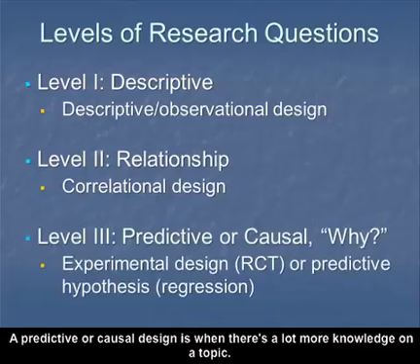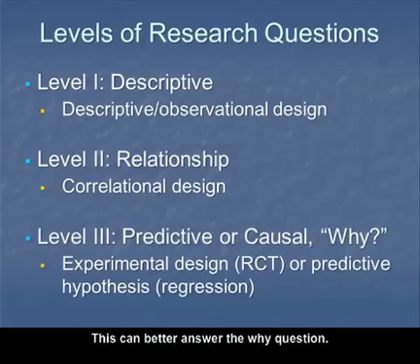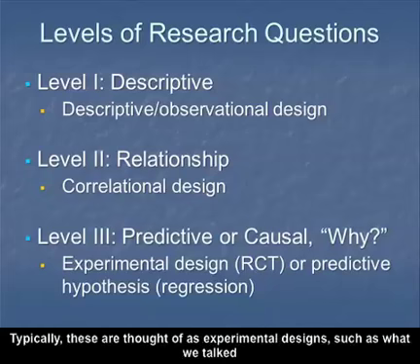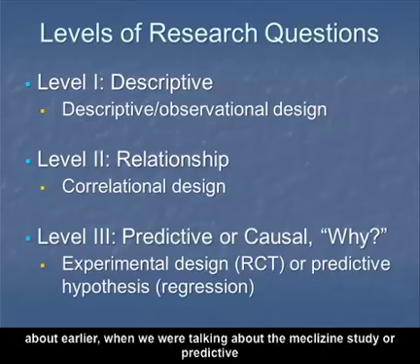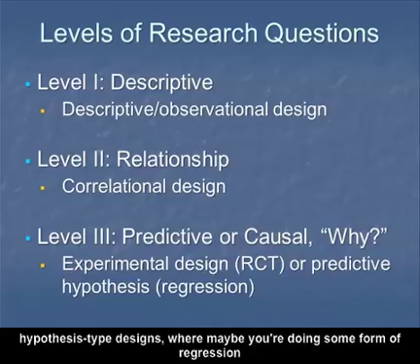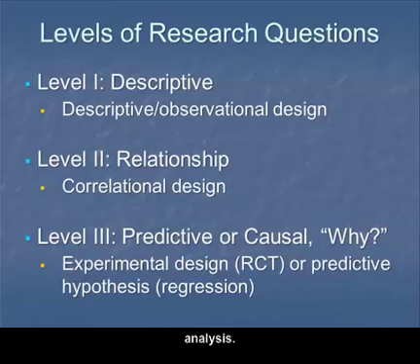A predictive or causal design is when there's a lot more knowledge on a topic, and this can better answer the why question. Typically these are thought of as experimental designs, such as what we talked about earlier when we were talking about the meclizine study, or predictive hypothesis type designs where maybe you're doing some form of regression analysis.